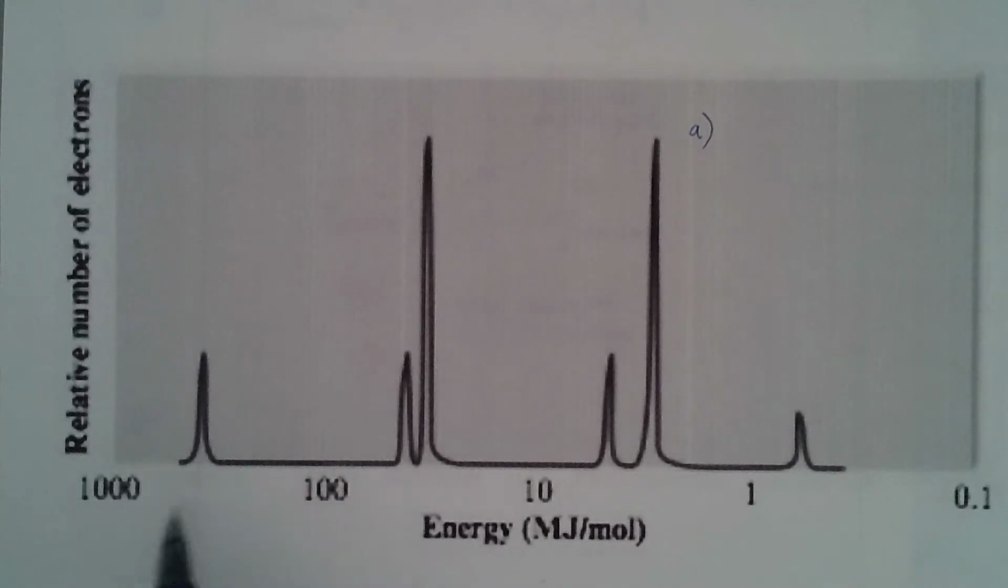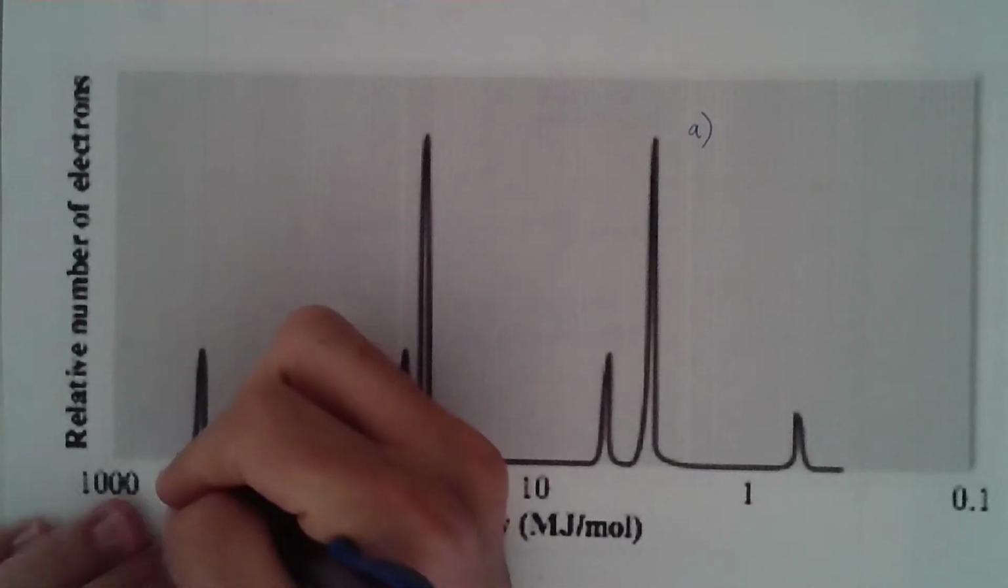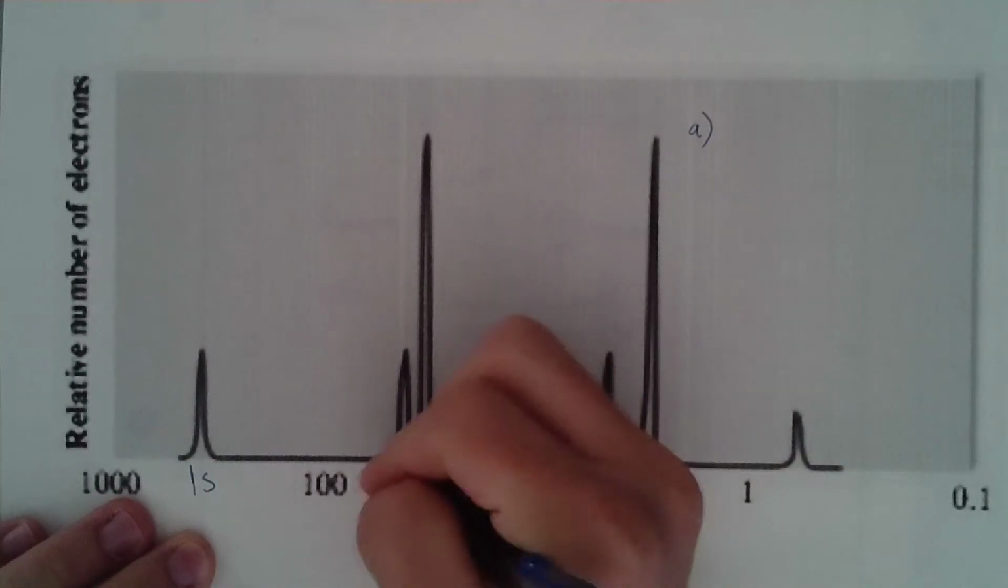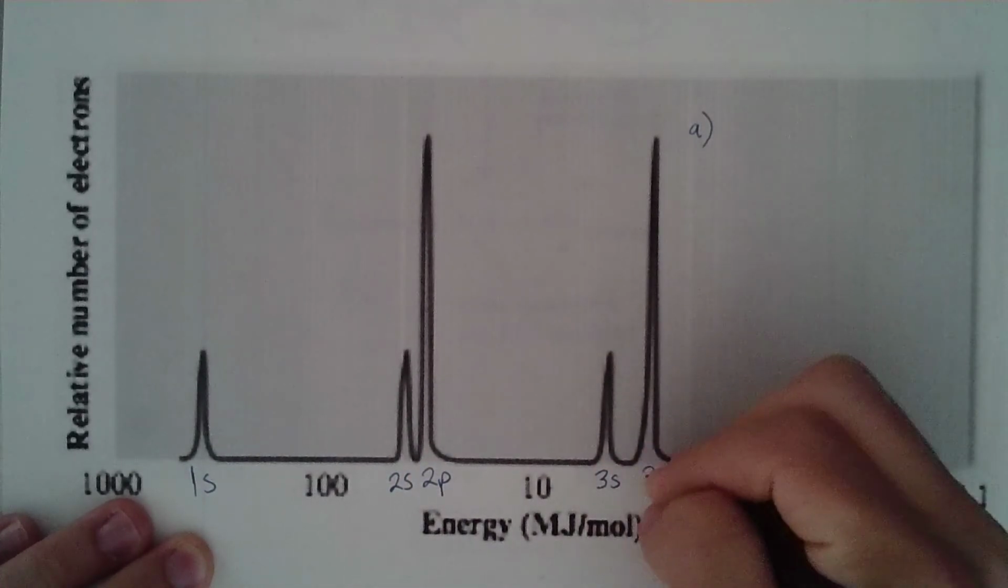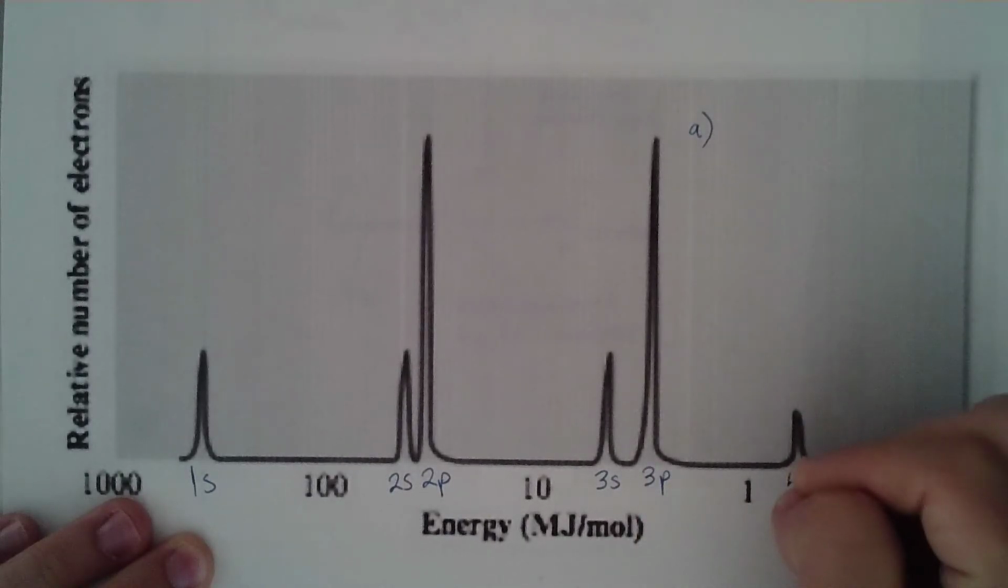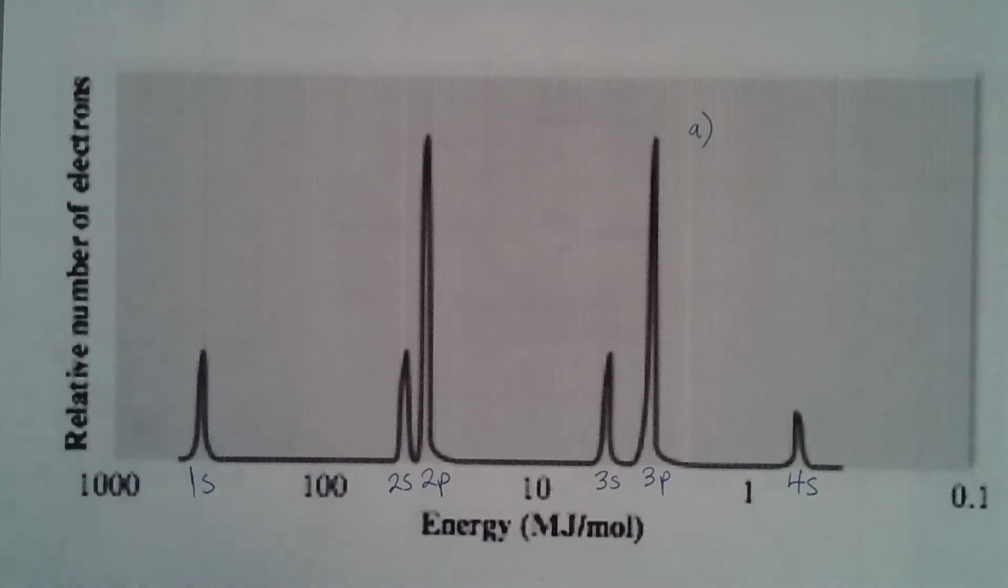Going from left to right, it's decreasing binding energy, right? If you were watching the first video, you saw that these just go in order of the orbitals. So this is going to be my 1s orbital. This would be my 2s orbital, 2p, 3s, 3p, and then the 4s orbital here. So that part's not too hard. The tricky part is being able to assign the number of electrons to these different orbitals. And that's where you have to pay attention to the height of the peaks.